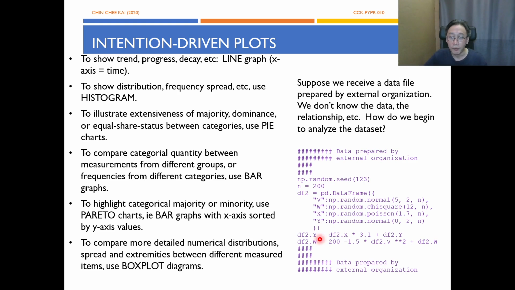And likewise, for V, I have a mathematical relationship, but this time it's non-linear. So W is connected to V and the original set of data in W in this fashion. So V squared, the values in V are squared, and then they are added to the original values in W, and added with a constant 200, and then replace the original set of data in W.